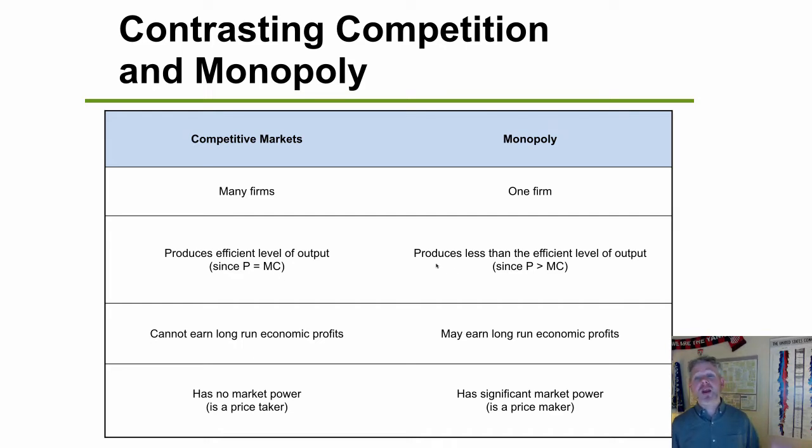In a monopoly, the firm produces less than the efficient level of output because price is greater than the marginal cost. In competitive markets, firms cannot earn long-run economic profits. A monopoly can earn long-run economic profits. A firm in a competitive market has no market power. They are a price taker. A monopoly firm has significant market power. They are a price maker or a price setter.